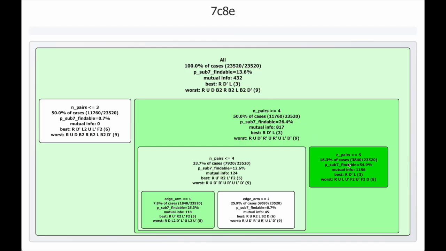5 pairs, it's only 16% of cases, but that's still 3,800, so it's not that rare. And the probability of finding a sub 7 is over 50%. So this is definitely something that you would NIS on.